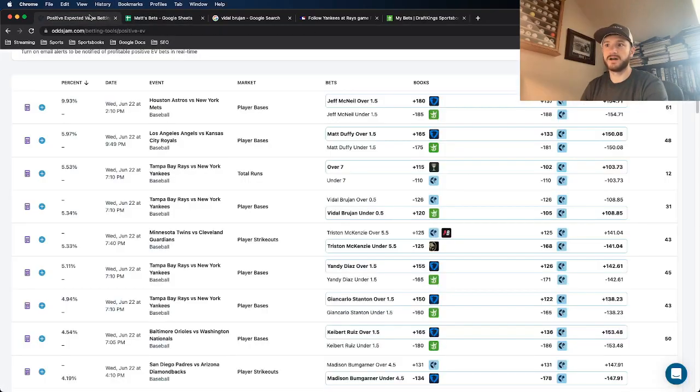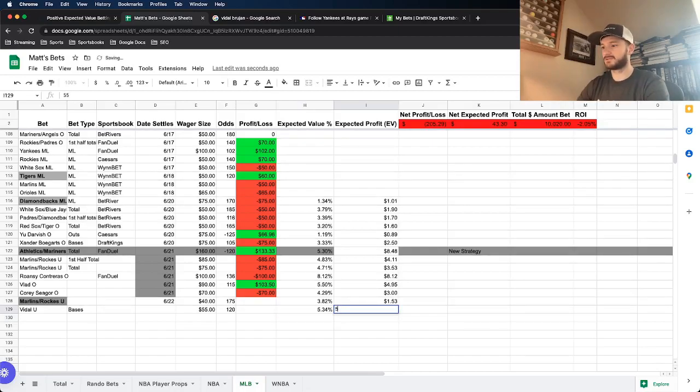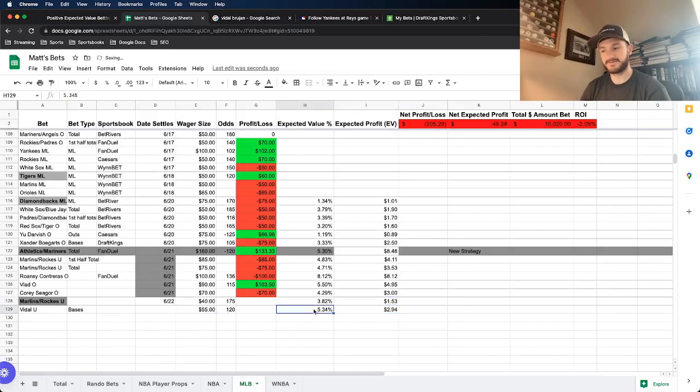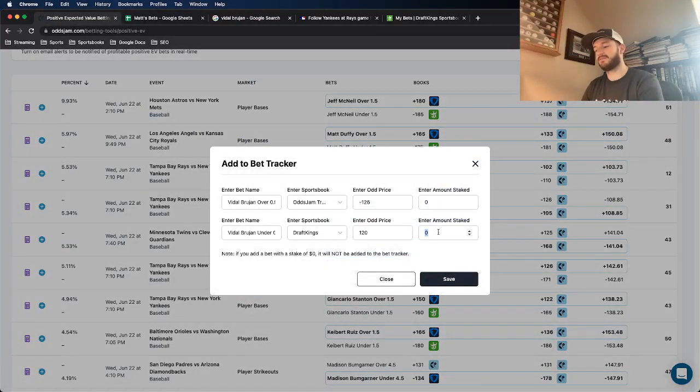So this one was 5.34%. 5.34. I put 55. Whoops. So now all you need to do, I just have a formula. You drag it down. It's $55 times 5.34% puts my expected profit on this one at roughly $3. Not breaking the bank here, but you just want to see these profits compound upon each other, and hopefully over time my net profit will start to equal my expected profit as I have a little bit more success. But this is going to be my first bet. So now I just need to add this to my bet tracker. I put $55 on it. Click save, and we are good to go.